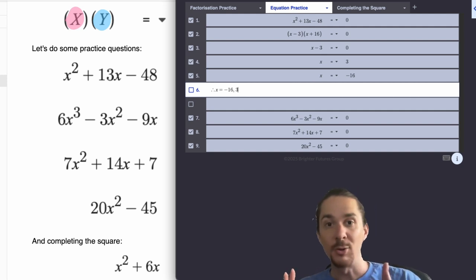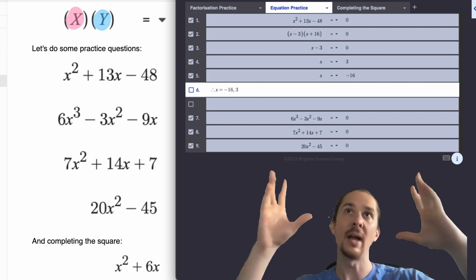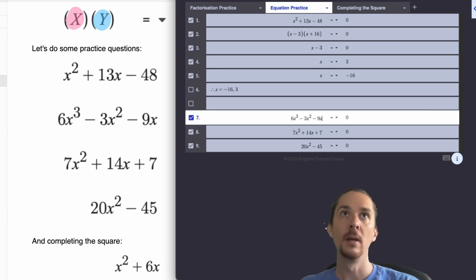Why do we have two answers? That's a good question, and it's beyond the scope of what we're looking at today because we're just looking at the algebraic techniques, but there are graphical reasons you can understand with a picture why we get two answers to this question. Okay, going on to the next one.